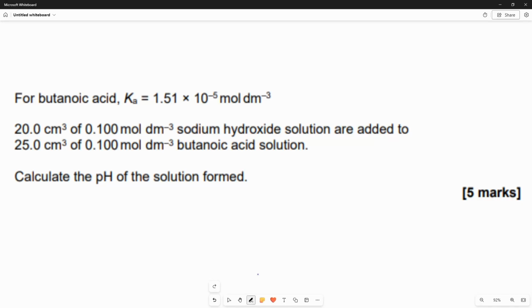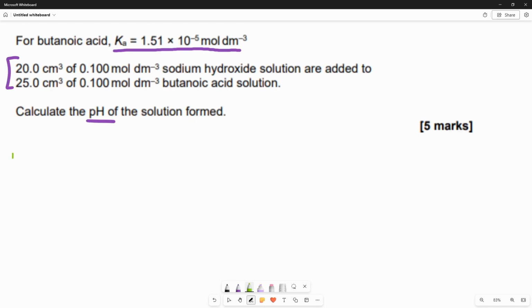This question tells us for butanoic acid, the Ka equals 1.51 times 10 to the minus 5 moles per decimeter cubed. It tells us how much sodium hydroxide and butanoic acid are added to a solution, and it wants us to calculate the pH of the solution formed. Let's start off by finding the moles of sodium hydroxide and butanoic acid.